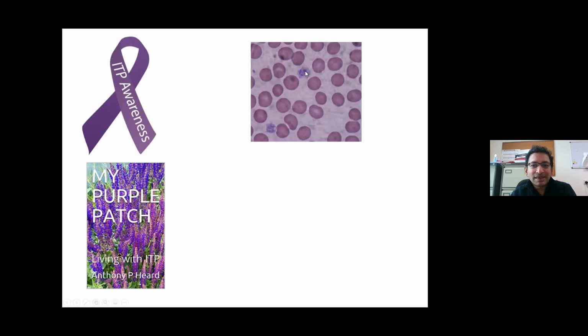And what I want to show you is the platelets. Platelets are usually stained purple, which is why you might have chosen the purple color for signifying the patient support association.